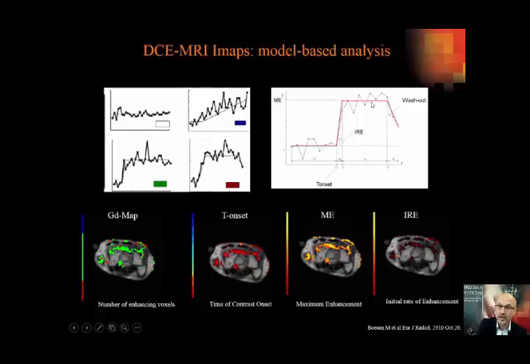Then you will have a plateau phase, and if you have a washout phase, you will also have an initial rate of washout, and you can assess the time in between those entities. And then again, finally, you can calculate the area under the curve. And usually what we have done, we have used the map of time to contrast onset, the maximum enhancement map, and the initial rate of enhancement map. And this will add dynamic properties to the gadolinium map and help you interpret how the contrast behaved over time.